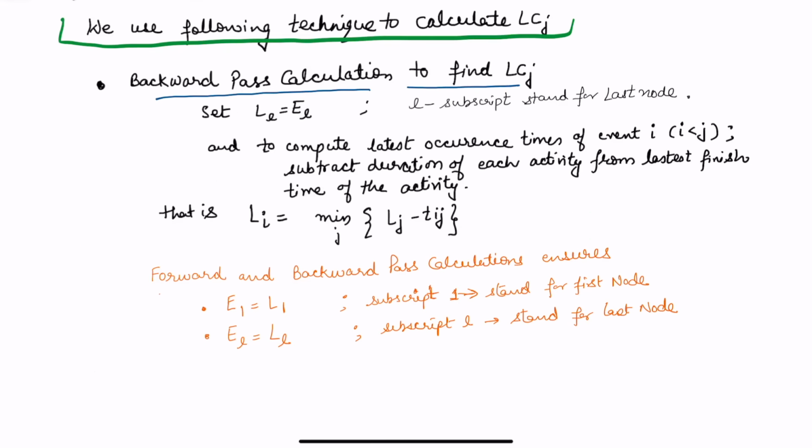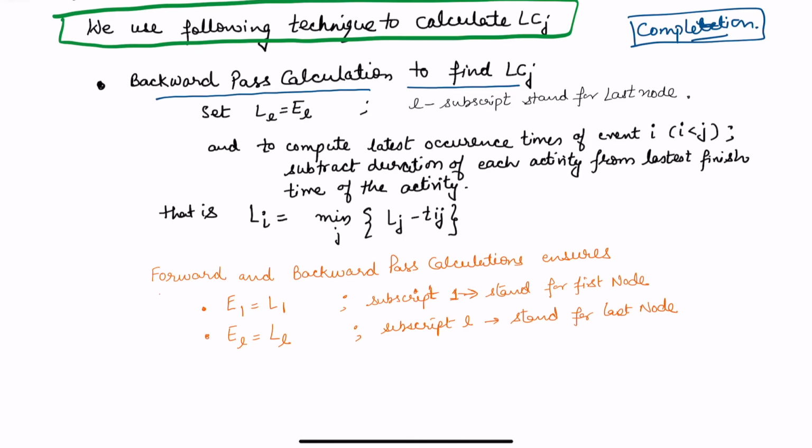So we now use the following technique to calculate the latest completion time, and in this case we use the backward pass calculation. Now why backward? Because we now start from the completion, not from the starting. Starting means how we can start the next activity. So we are talking about the future activities, and in terms of the latest completion time. When I say latest completion, completion means when my project is completed. So this is about the completion time, when the project has been completed.